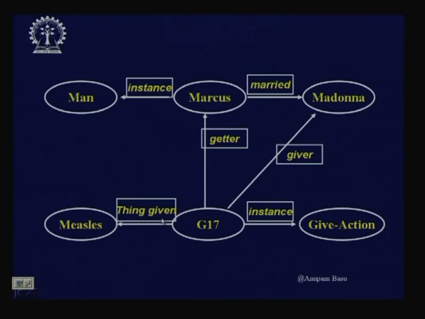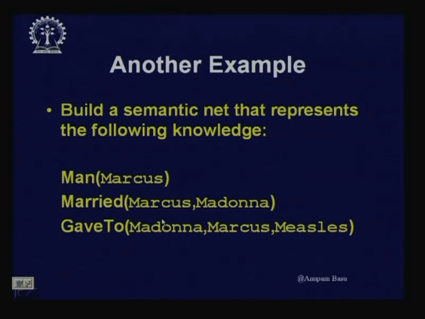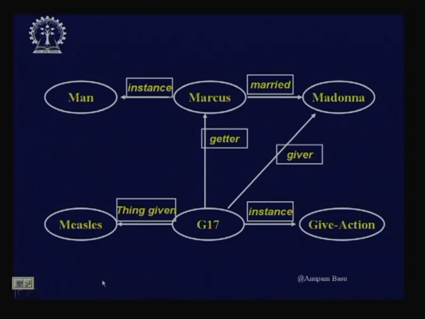And the third thing is giving. Now Marcus and Madonna married, and they probably gave so many gifts to each other, maybe so many other things were there, but this giving measles is a particular instance of giving. So I cannot directly relate it to the concept giving. It is a particular giving. So therefore, I can denote it with a particular giving. G17 is an instance of give action.